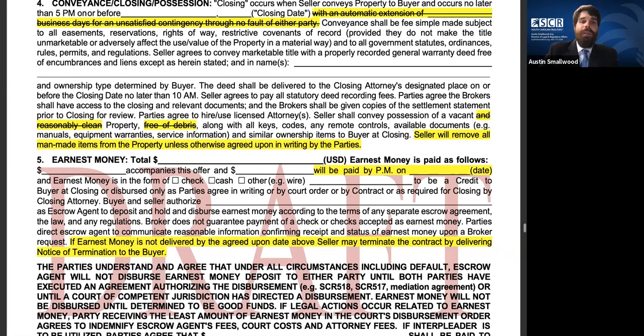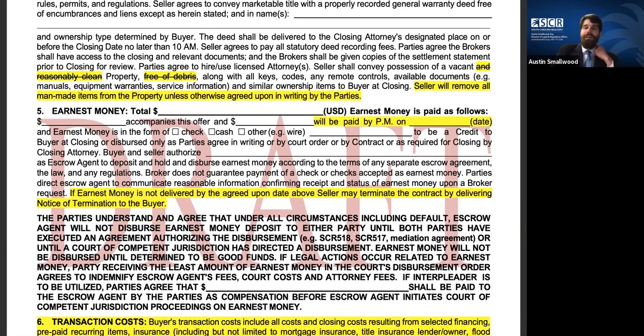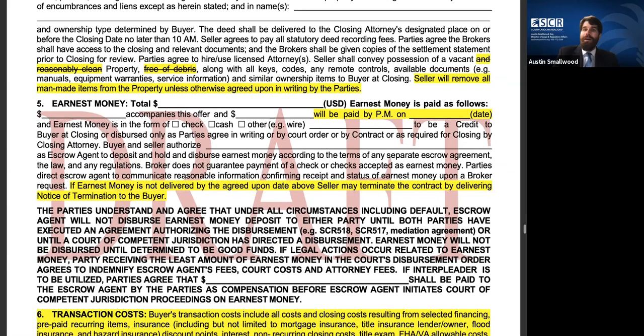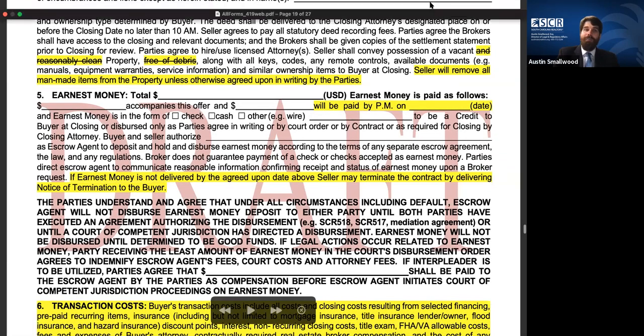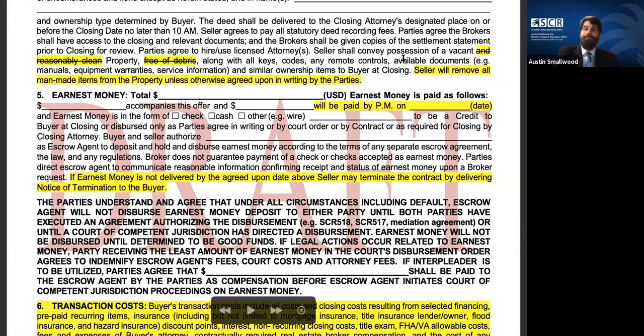The next thing we changed here is obviously, with this being vacant land and not residential property, we made this a little bit more land friendly. So they're going to leave you a vacant property that is free, is a vacant property. We don't worry about reasonably clean or free of debris because that may sometimes be hard to do with timberland or things of that sort. But the seller is required to remove all man-made items from the property unless otherwise agreed upon in writing by the parties. So the seller can't just leave tires or sheds or whatever they would like on there unless the buyer has specifically agreed with the seller to leave those on there.